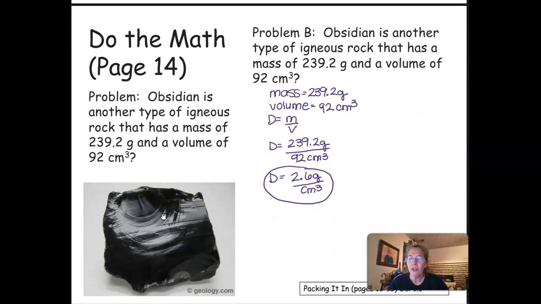So you write what you know. You write what you want to solve for, which is density. I didn't write that, sorry. Write the formula, substitute what you know in the formula, and then solve. And indeed, igneous has a density greater than 1.